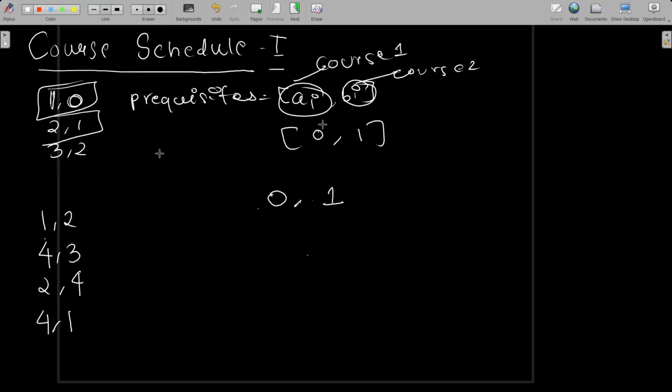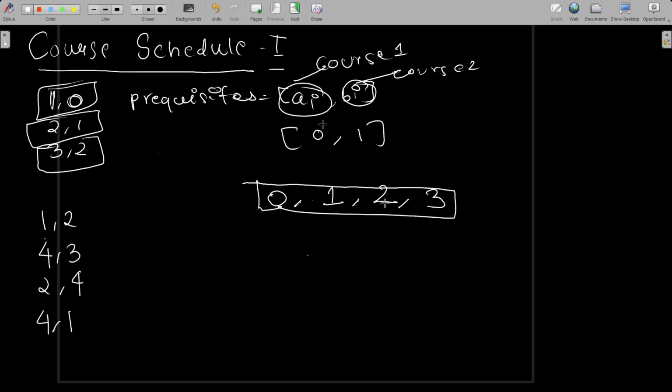Now, in the case of 1 and 2, you have to first take course 1, then only can you take course 2. And in the case of 2 and 3, you have to first take course 2, then only can you take course 3. So, can we say that if we order our courses in this sequence 0, 1, 2, 3, we can take all the courses? Because we take course 0 first, then course 1, then course 2, and course 3 as fourth. Doesn't the sequence satisfy our condition?